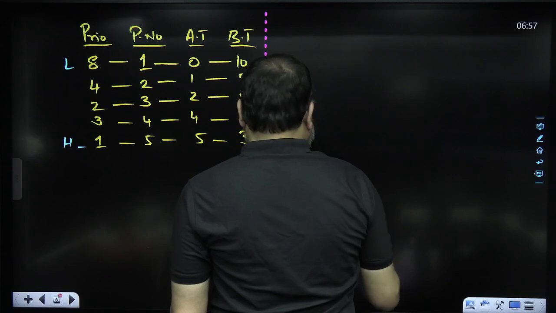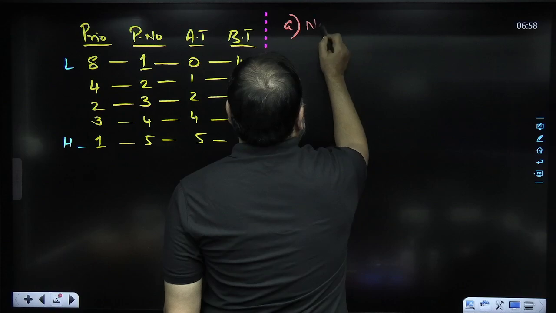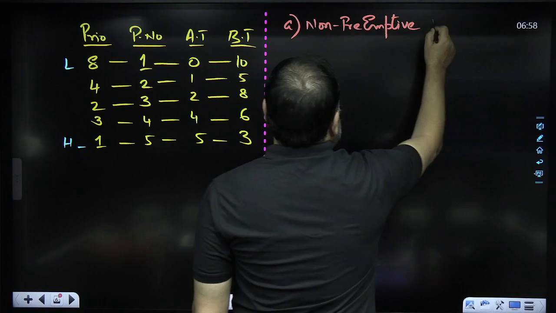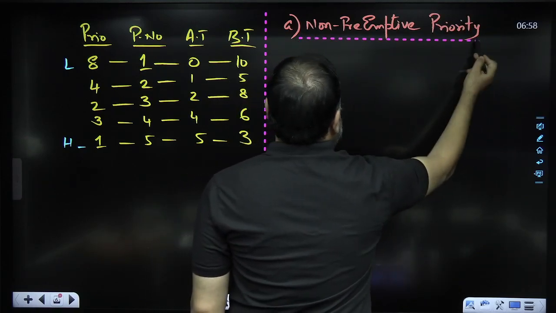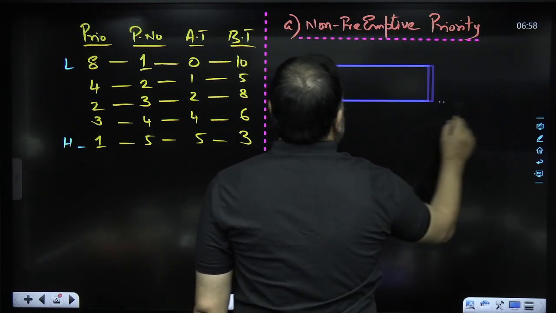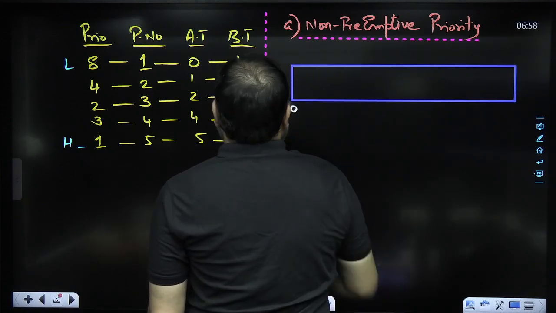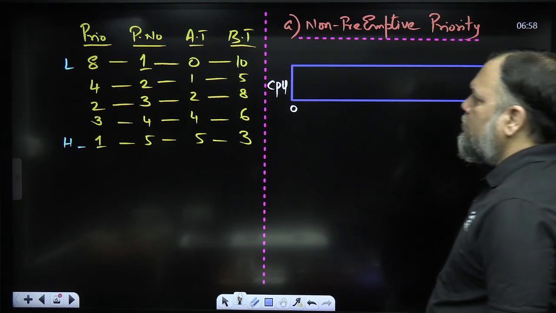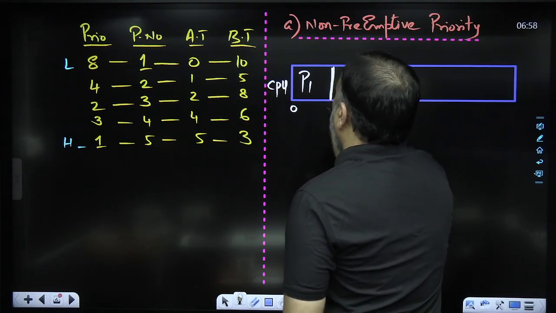Okay. So let's say this is the Gantt chart for non-preemptive priority. Let's prepare the Gantt chart. So we'll say this is the CPU, time starts at 0. At 0, we have only one process, P1. So I don't have any choice other than scheduling P1, and since it is non-preemptive, it is going to take all 10 units, burst time 10, and complete.